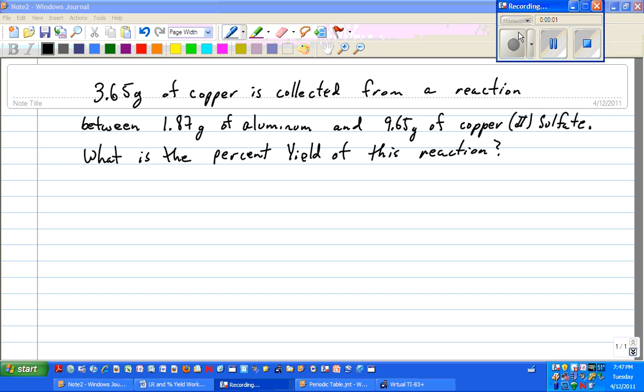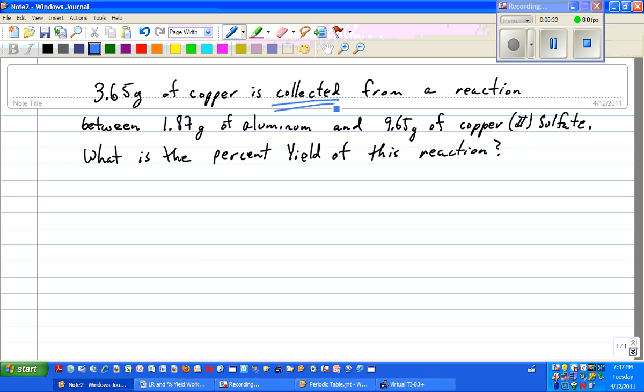This is an example of a percent yield problem. We've got 3.65 grams of copper collected from a reaction between 1.87 grams of aluminum and 9.65 grams of copper 2 sulfate. We want to find out what the percent yield of the reaction is. The very first thing I suggest doing is to identify the actual. Since we are figuring out percent yield, we need the actual and the theoretical. I'm looking at this word right here, collected. That's one of my clue words that tells me that this 3.65 grams of copper is my actual.